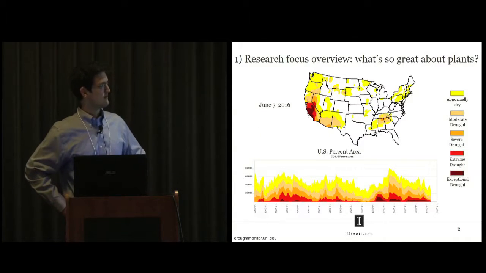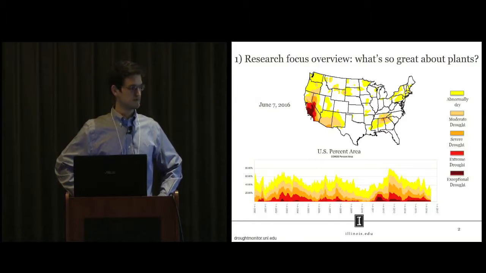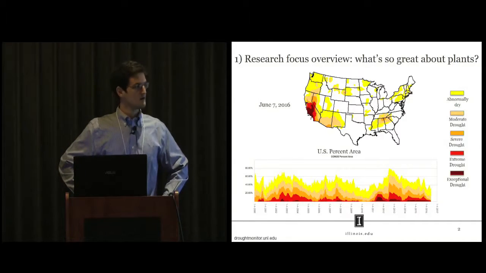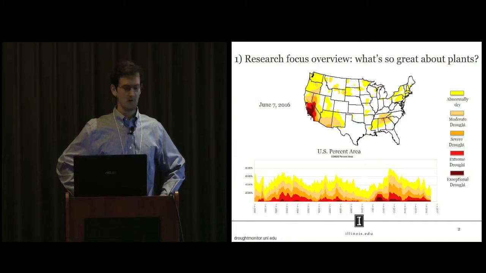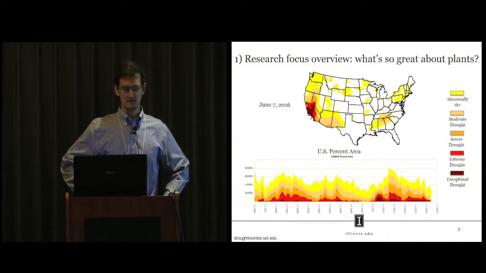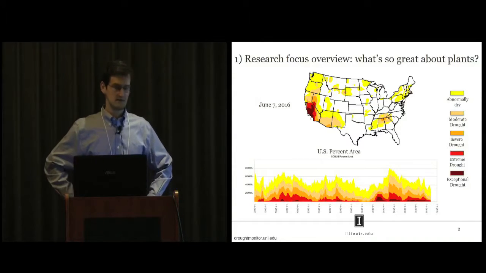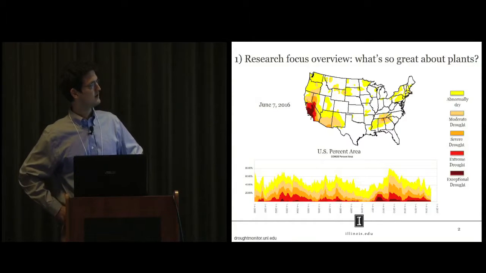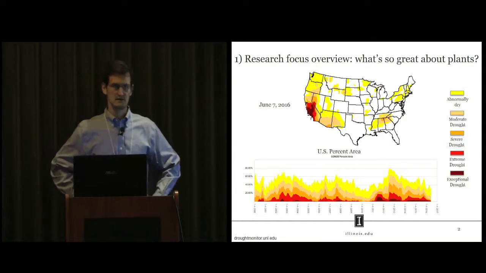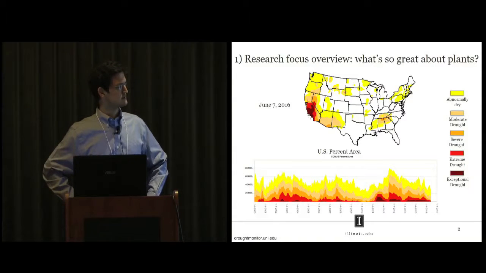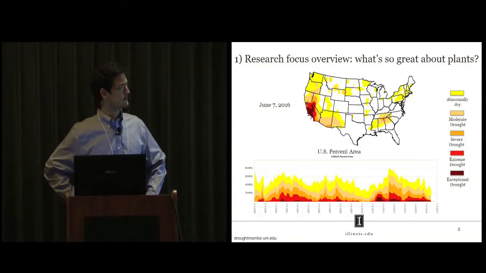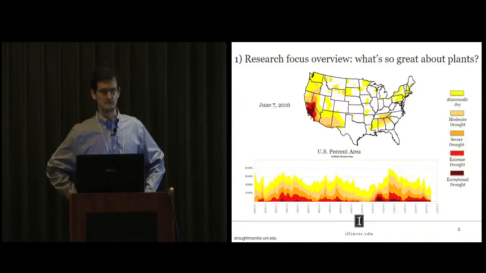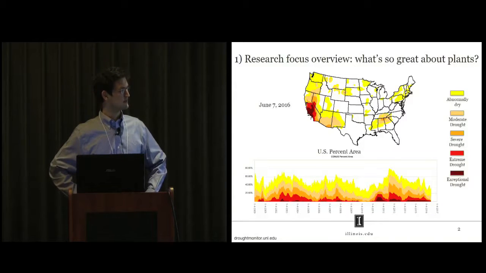So first off, why study plants? Why focus on plants? One reason is drought. Drought is a continuing problem in the United States. This is a map of drought across the U.S. as of June 7th of this year. As you can see, there's severe drought right now in Southern California, as there has been for a long time.